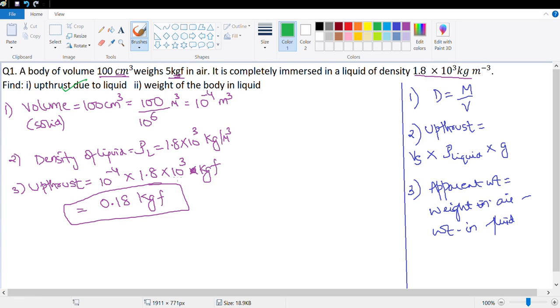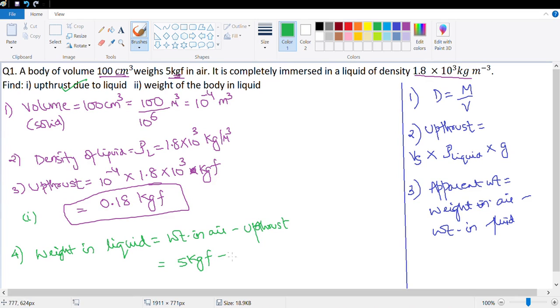Next, part 2 of the question. So this is part 1 answer. Part 2 of the question says weight of the body in liquid, which means we're talking about the apparent weight, which means weight in liquid would be equal to weight in air minus upthrust. So weight in air is given equal to 5 kgf minus upthrust we just calculated as 0.18 kgf. So this will be equal to 4.82 kgf. So weight in liquid is 4.82 kgf. Very simple. Let's look at the next question.